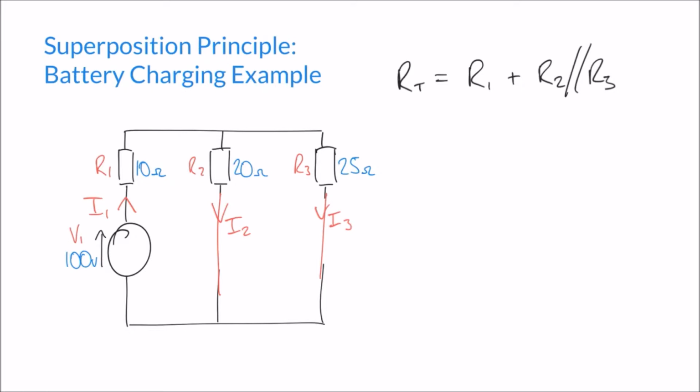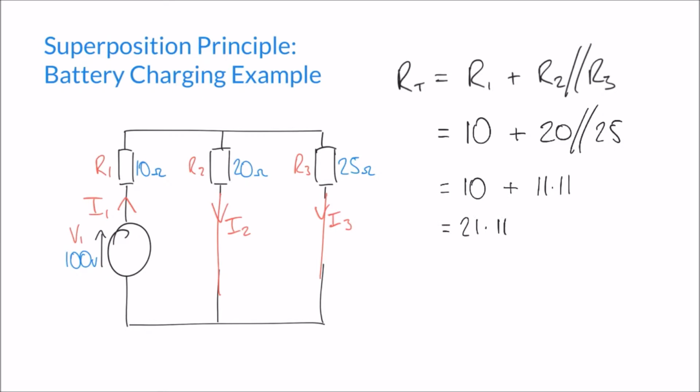If you're not familiar with calculating resistors in parallel, I suggest going back to the video where we do cover that. But in this case, putting some values in, we have 10 ohms plus 20 in parallel with 25 ohms. That simplifies down to 10 ohms plus those two resistors in parallel, which come out as 11.11 ohms. And so our total resistance in this case is 21.11 ohms.